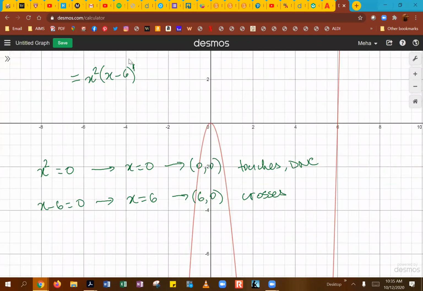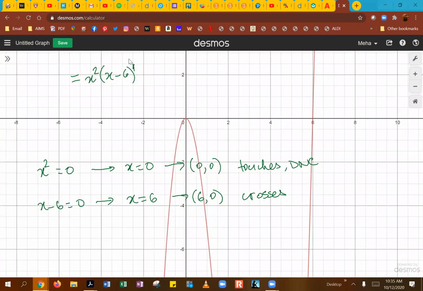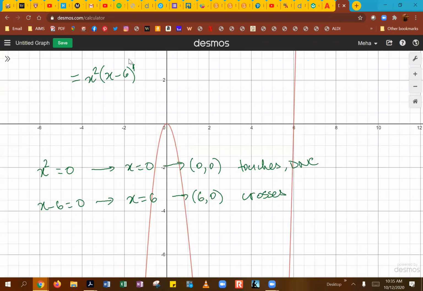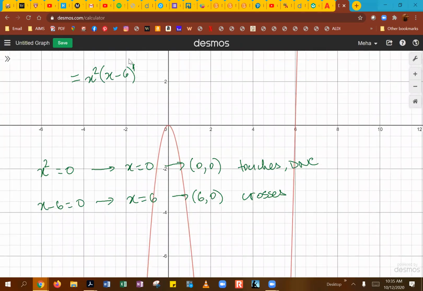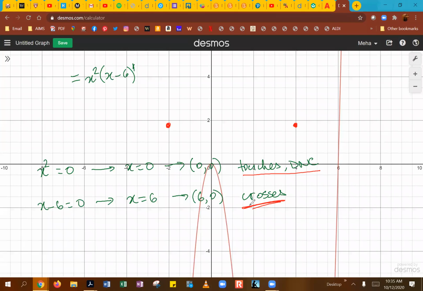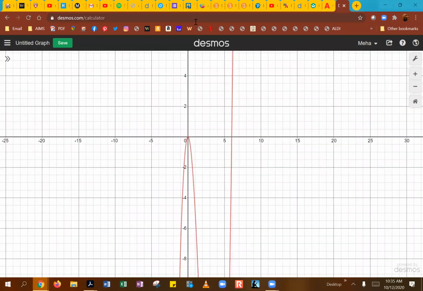Yes, I'm leaving this written on screen on purpose so you can verify where it touches and where it crosses. So you can see right here at (0, 0), our graph is touching, but it does not cross the x-axis. But then at the ordered pair (6, 0), which is right over here, your graph is actually crossing the x-axis.